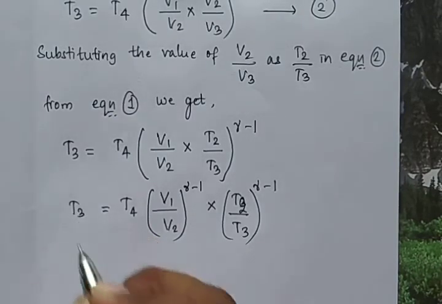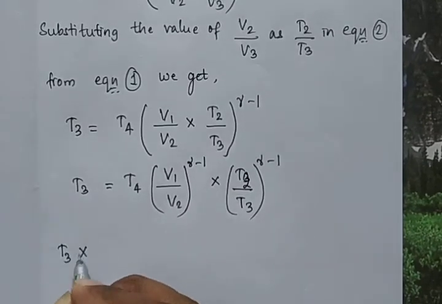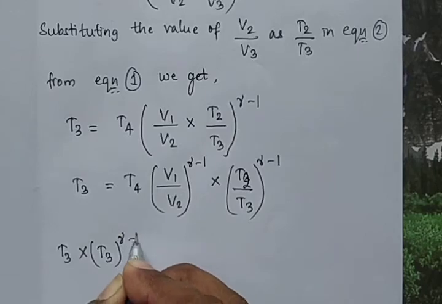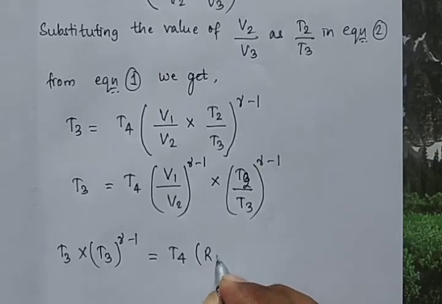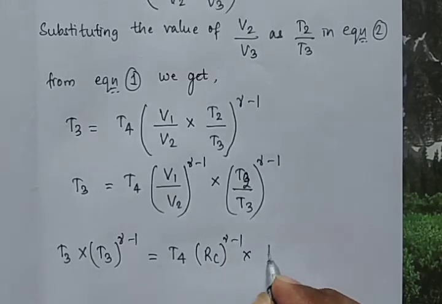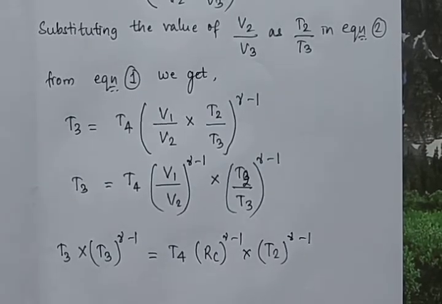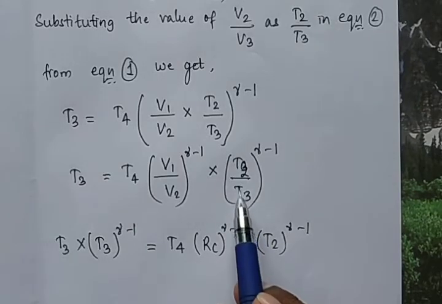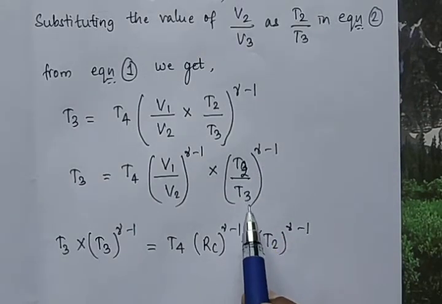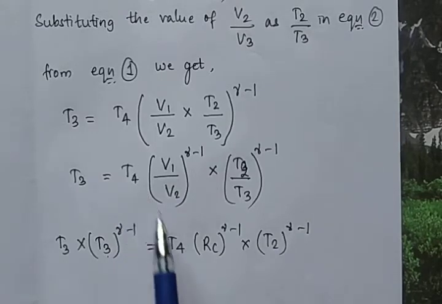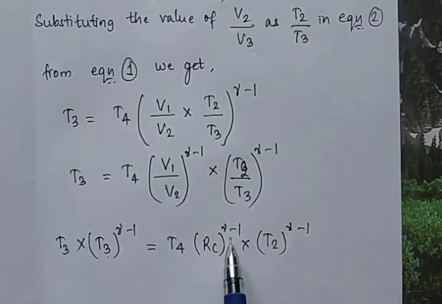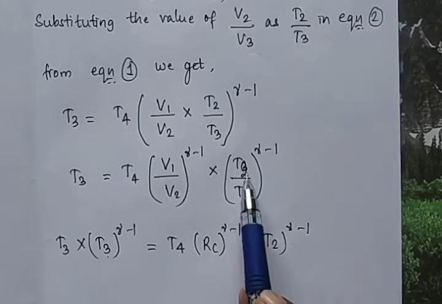So T3 into T3 raised to gamma minus 1 will be equal to T4, V1 by V2 is RC to the power gamma minus 1 into T2 raised to gamma minus 1. So I have sent the term T3 raised to gamma minus 1, that is 1 upon T3 raised to gamma minus 1, to the left hand side and multiplied here. So I will get T3 into T3 raised to gamma minus 1 will be equal to T4 into V1 by V2 is RC, that is RC to the power gamma minus 1 into T2 raised to gamma minus 1.